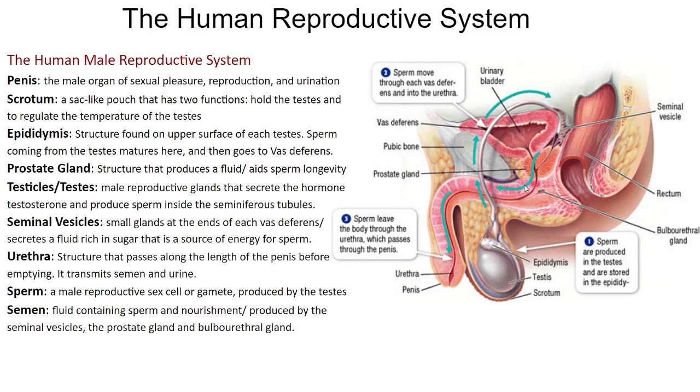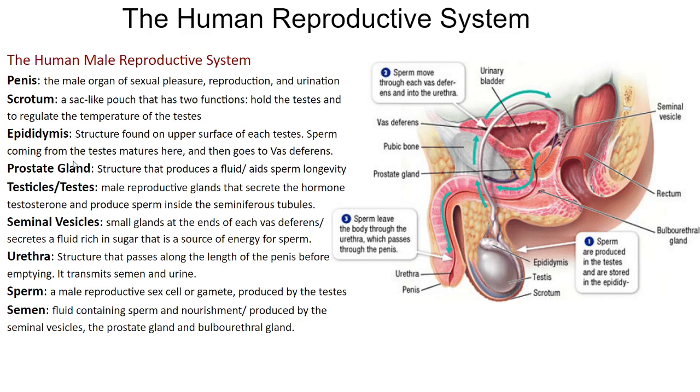Then there's the prostate gland. That's the structure here. It produces a fluid to help create the semen. It also helps to aid in the longevity of the sperm. By the way, the epididymis attaches to something called the vas deferens, which we're going to go to in a minute.